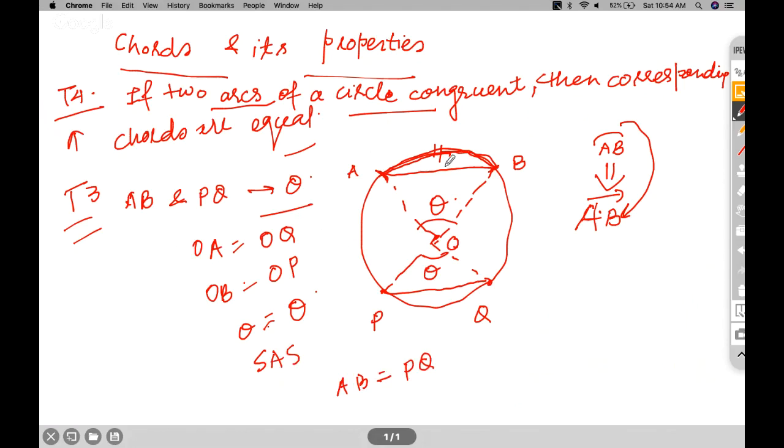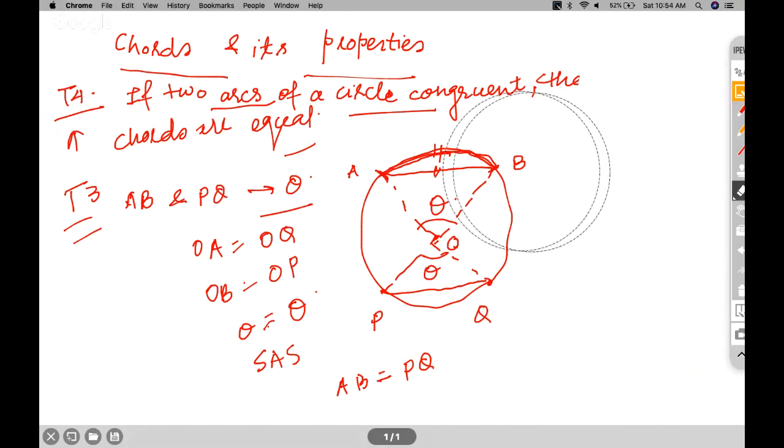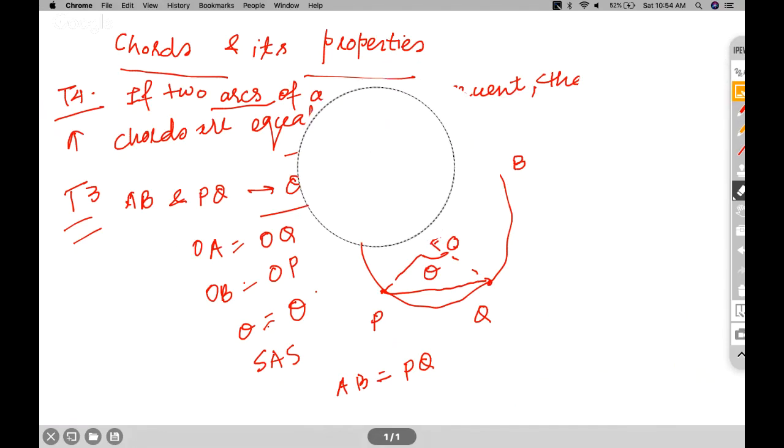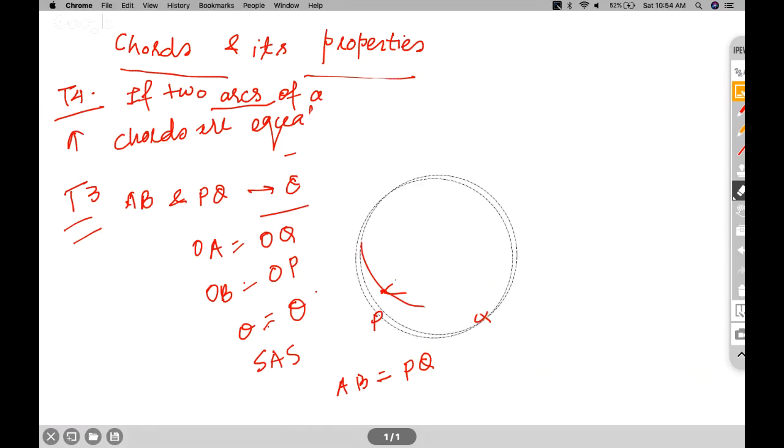I just wanted to explain one thing, that every arc has a corresponding chord. The arc is the length on the circle, the chord is a straight line between the 2 points, so that becomes the corresponding chord. And if the arc is making angle theta, the chord will also make the same angle. This thing you need to understand, and this theorem was an extension of theorem 3. So I hope you all understood it.